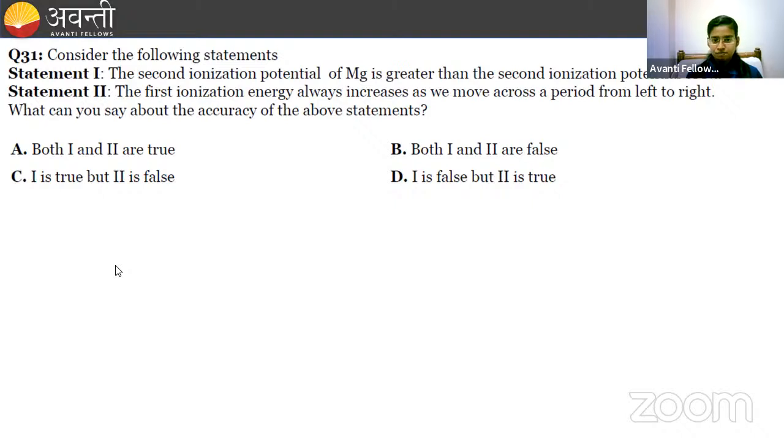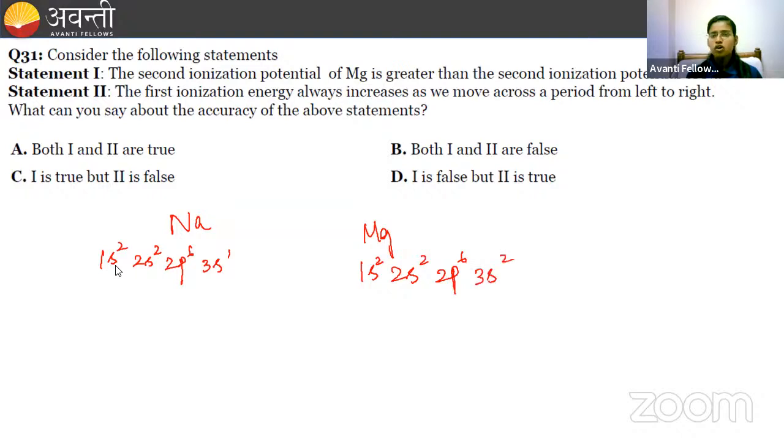Listen. We have sodium and also magnesium. The electronic configuration for sodium will be 1s2, 2s2, 2p6 and 3s1. The electronic configuration of magnesium will be 1s2, 2s2, 2p6, 3s2. The atomic number for sodium is 11 and for magnesium it is 12. So these are the electronic configurations for both the atoms.